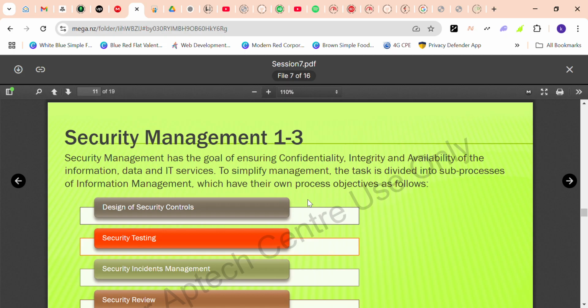To simplify management, the task is divided into sub-processes of information management, which have their own process objectives as follows. Number one is design and security control. How do you design it? Design it, and design the best one for them. And number two, security testing. After designing it, you need to also test it.